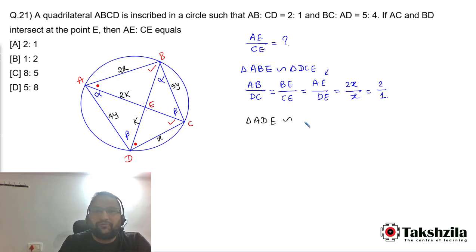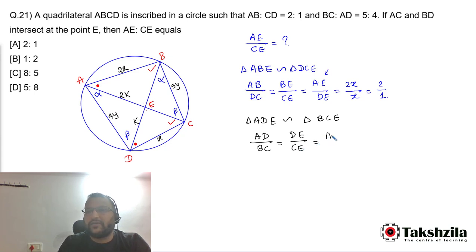It's similar with triangle ADE. It's similar with triangle BCE. So अब corresponding sides का ratio लिख देते हैं. The ratio of AD and BC is going to be same as the ratio of DE and CE is going to be same as the ratio of AE and BE.